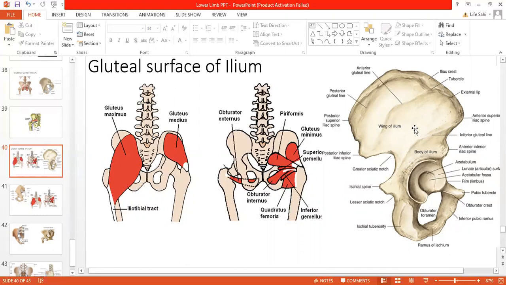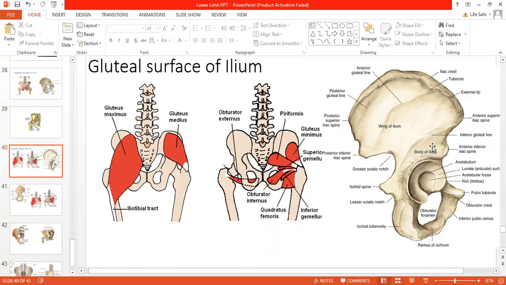Gluteus minimus arises from the part of the gluteal surface between the anterior and inferior gluteal lines. So here is the inferior gluteal line, extending from just beneath the anterior superior iliac spine, running downward again to the apex of the greater sciatic notch, just above the acetabular fossa. So this area provides attachment to the gluteus minimus. You can see in this diagram the gluteus minimus.